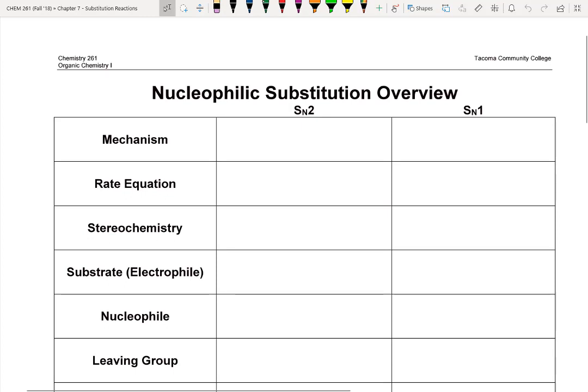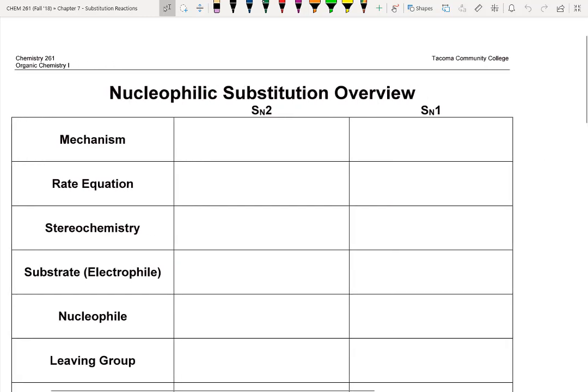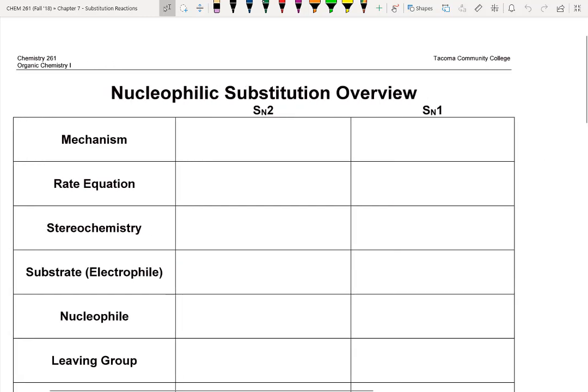I might have to just do it on scratch paper if somebody else grabbed too many. Sorry. If you don't have a copy of it, just do it on scratch paper. It's okay, and then transfer it over.